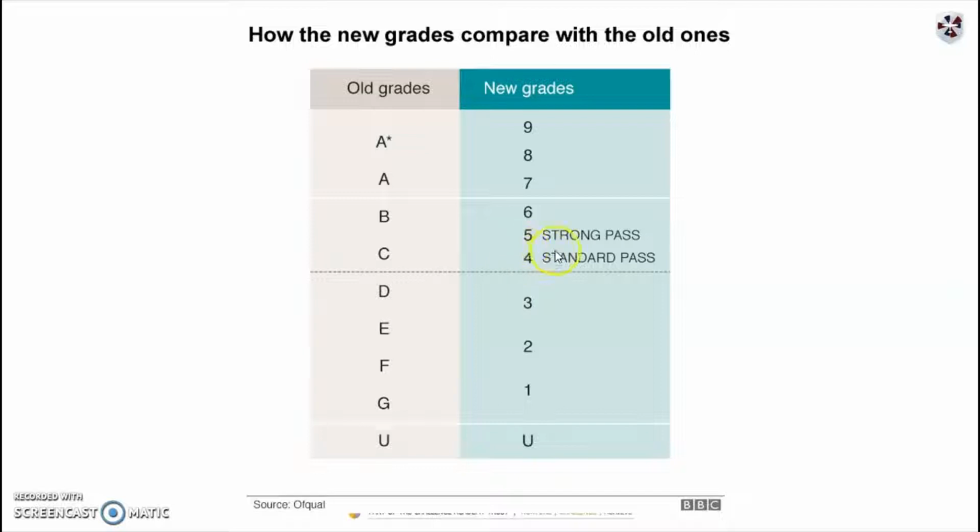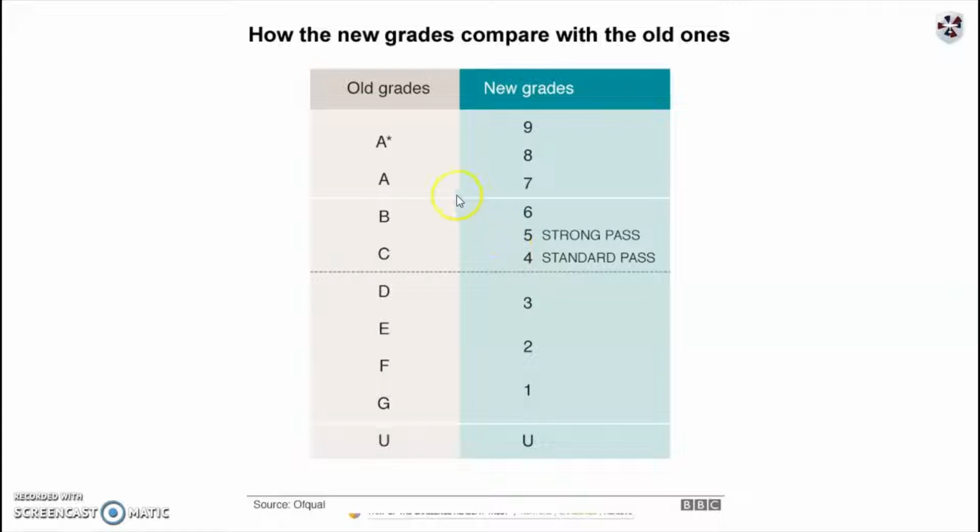So here we have the strong pass, grade 5, and we can see that that sits between grade B and grade C. So the strong pass is at a higher standard than the old grade C. Grade 4 is what's referred to as the standard pass, and that's roughly equivalent to the old grade C. Students who don't achieve grade 4 in English or maths at GCSE will be required to resit it at college in order to try and attain that standard.